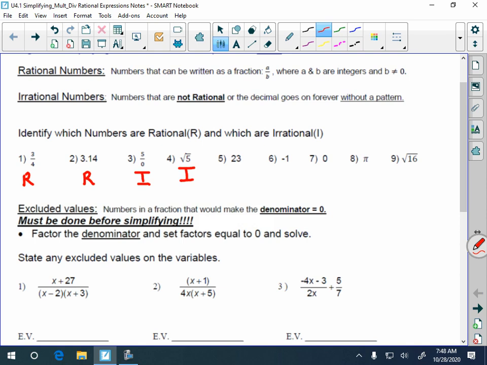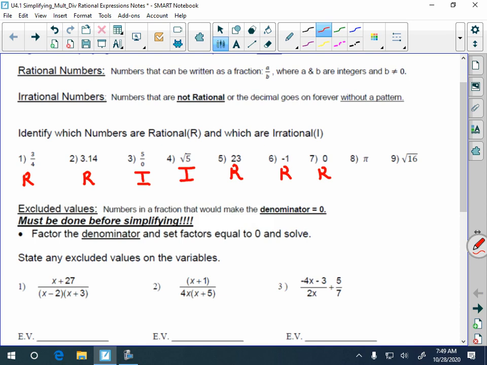23, that's the same as 23/1, and both 23 and 1 come from the integers, so this would be rational. -1, same reasoning as number 5. -1 can be written as -1/1, and both of those come from the integers, so that's rational. 0 can be written as 0/1, that's the same as 0, and both the top and the bottom come from the integers, so that's rational.